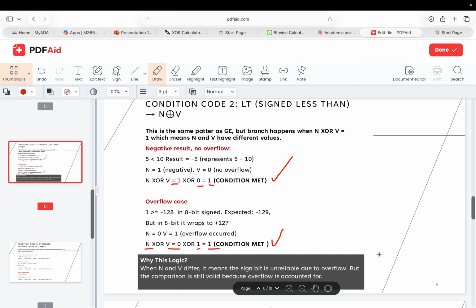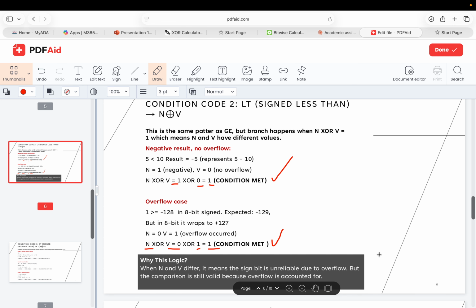Let's move on. Condition code 3, greater than, and the condition is greater than 0, which is strictly greater than 0. There's no equal part. And it means that the Z flag should be 0 definitely, because we're not looking for zeros. And N XOR V should be 0 as well. So N and V should have the same value.